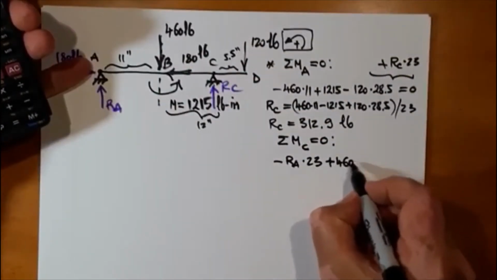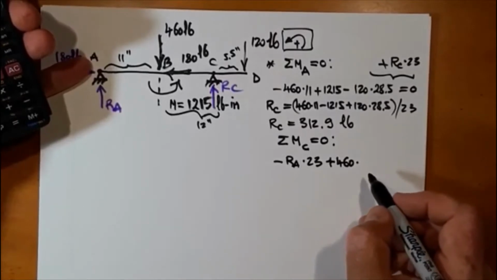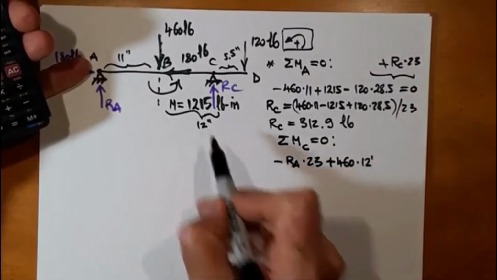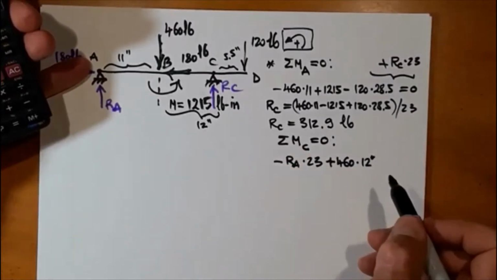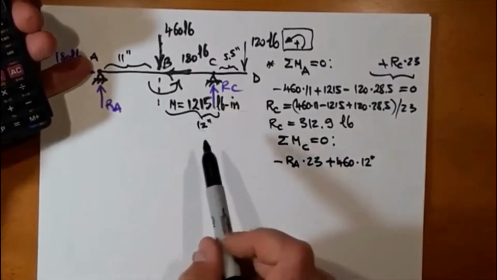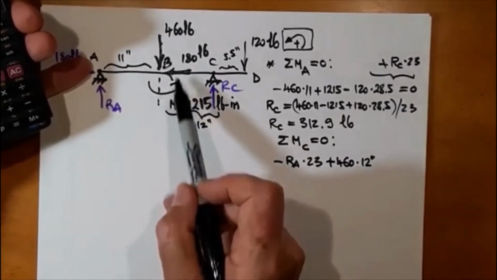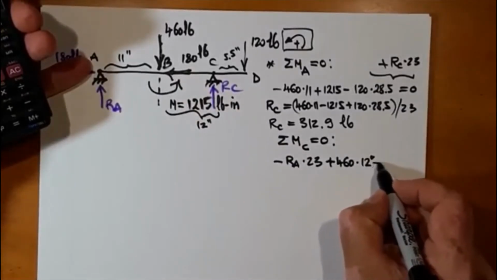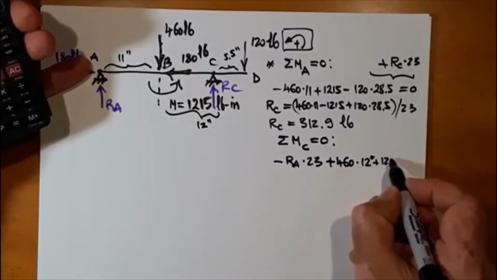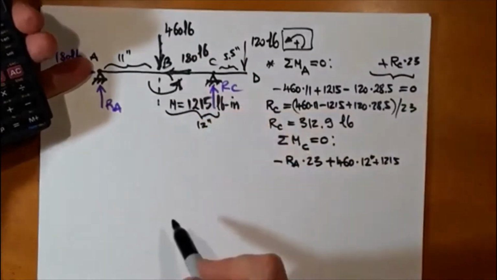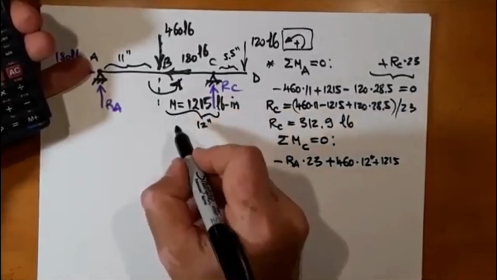460 times 12 inches, this value. No need to indicate units. And then I also have the moment. It's there, so I have positive 1215. Okay, the moment. And then maybe I should call it the moment at B.